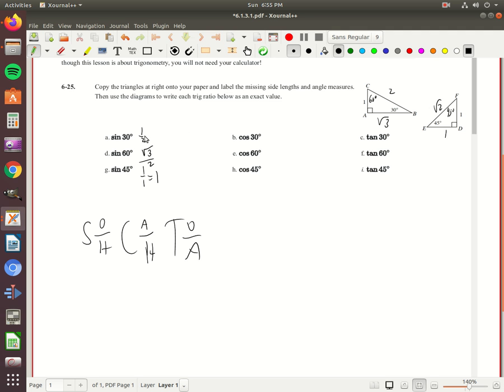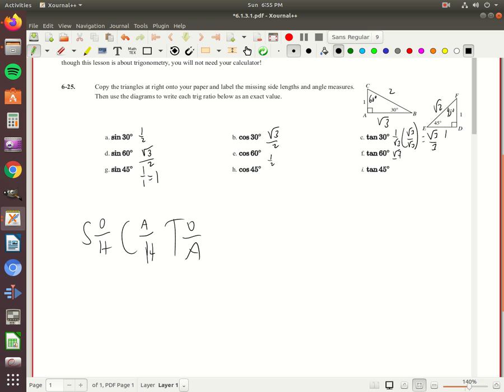So the sine of 30 is 1 over 2. The cosine of 30 is the square root of 3 over 2. And the tangent of 30 is 1 over the square root of 3. Now, if you think about it, we have to rationalize that denominator. So we're going to get the square root of 3 over 3. Here, the sine of 60 is the square root of 3 over 2. So the cosine is going to be 1 over 2. And the tangent of 60 will be the square root of 3 over 1.